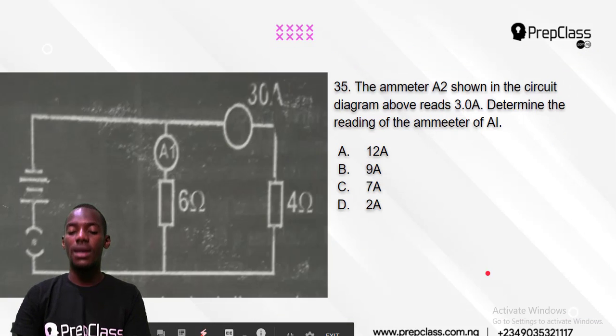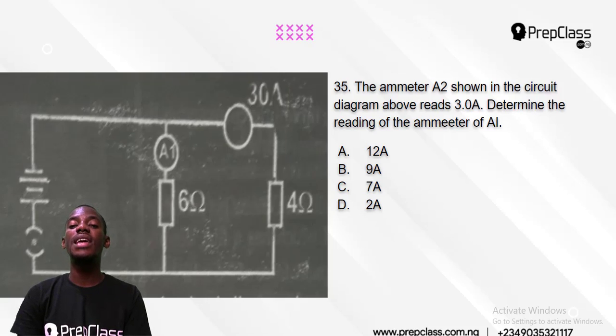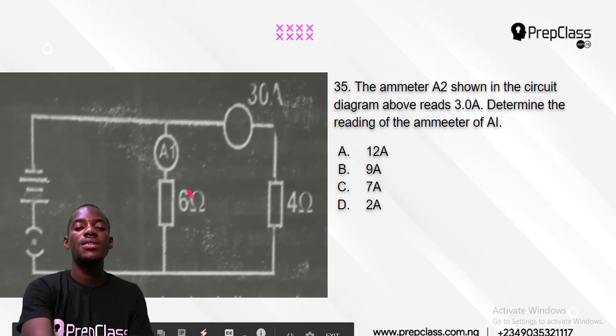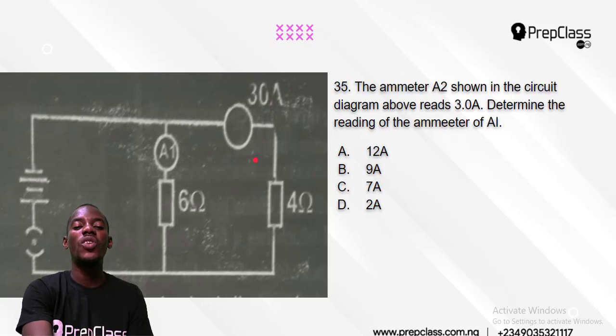The ammeter A2 shown in the circuit diagram above reads 3 ampere. Determine the reading of the ammeter A1. Now look at this circuit. What do you have there? These are parallel connections. You can see 6 ohm, 4 ohm, and you can see 3 ampere here. So you follow for now.